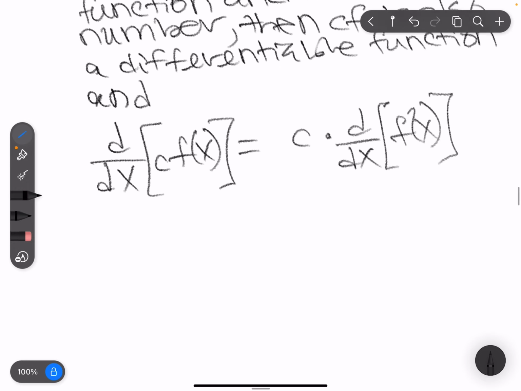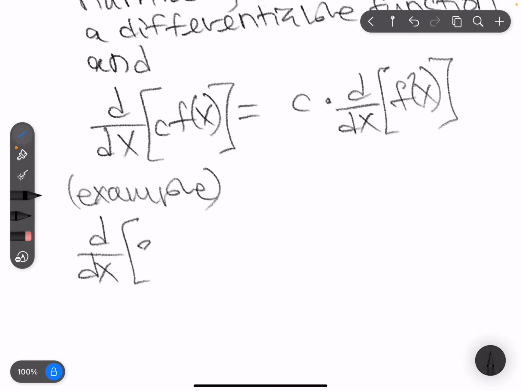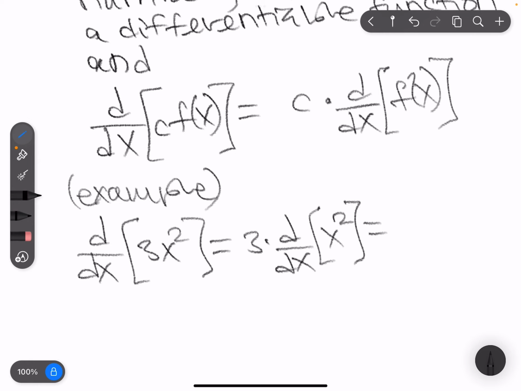This is great because this means that, say, when we take the derivative of 3x squared, this is 3 times the derivative of x squared. So it's 3 times 2x, which of course is 6x. We often use this without directly stating that we're using it, but I find it's helpful to think of it explicitly when we're first learning to differentiate.